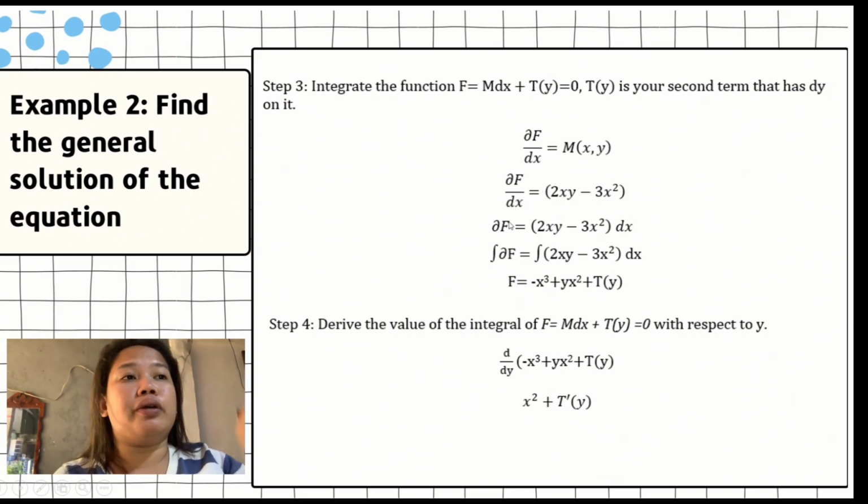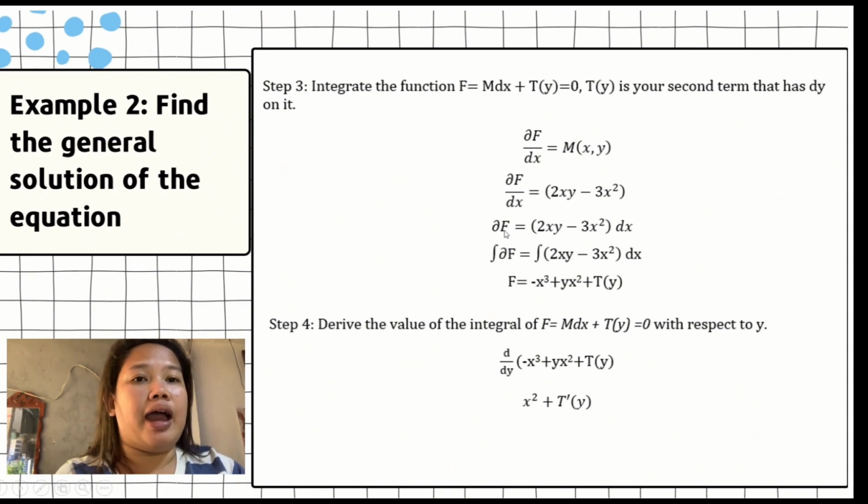So we are going to cross multiply it. So now we can have our answer as the partial derivative of f is equal to 2xy minus 3x squared dx. Integrating this, we can now have f equals, since it is with respect to dx or with respect to x, negative x cubed for this one plus yx squared plus t of y.